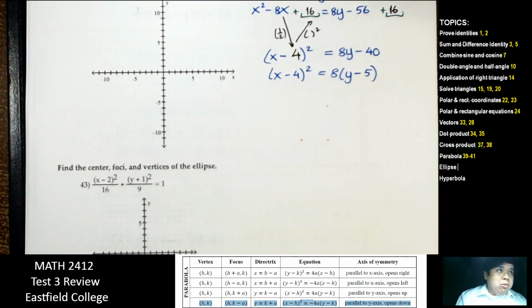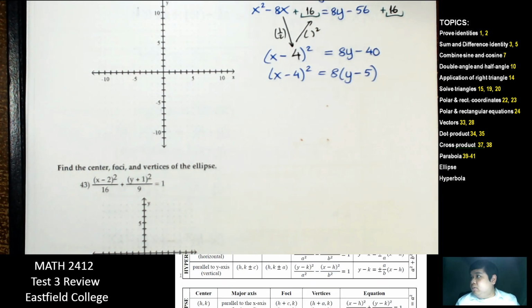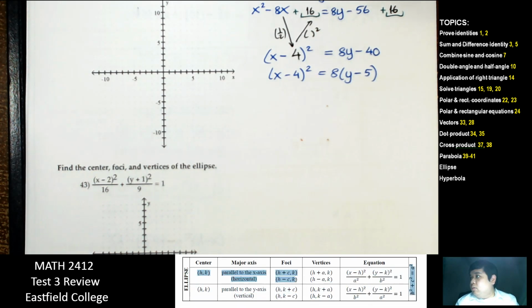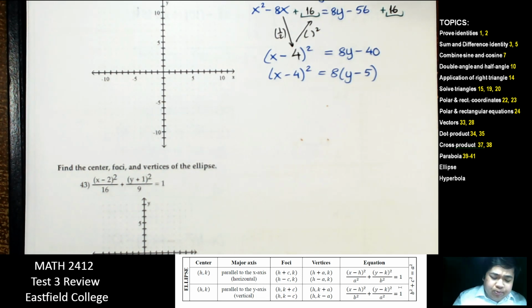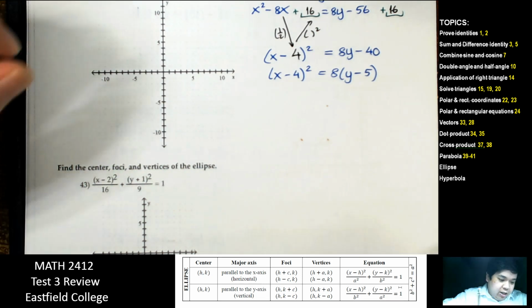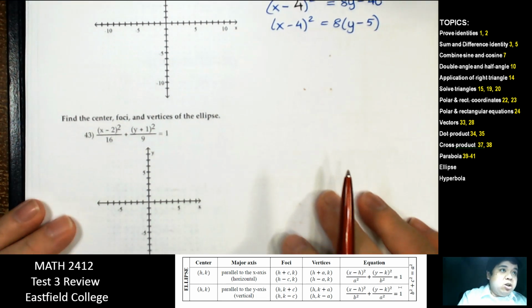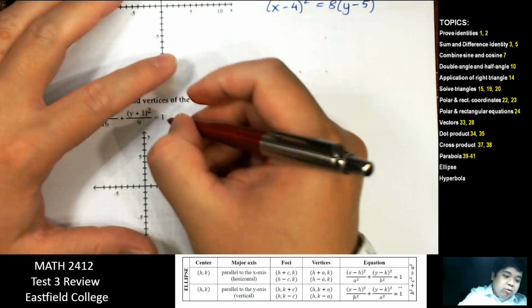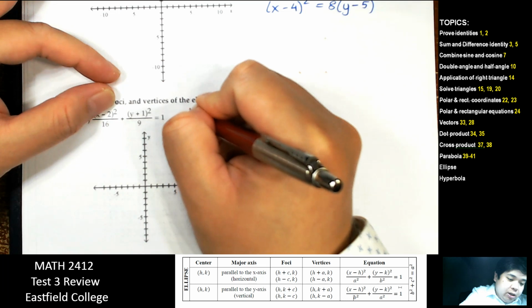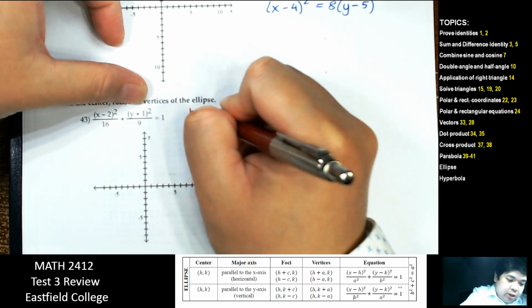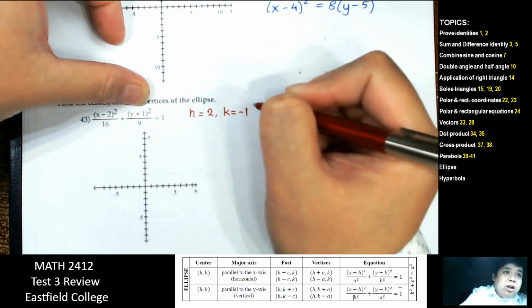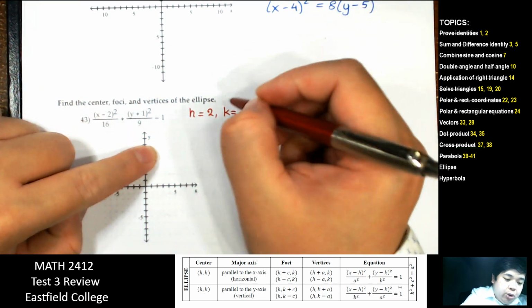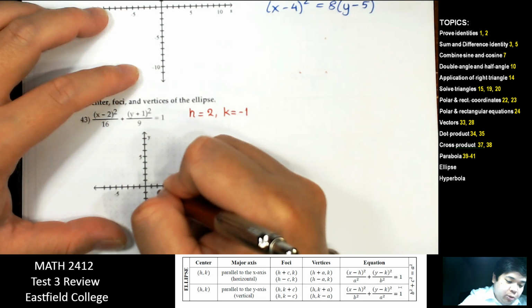Right. Next we have ellipse. Of course, the formula is there. So for ellipse, things are different. First, for this equation, we have the equation already. We know that x minus 2 and y plus 1. From here we have h equal to 2 and k equal to -1. So the center will be at 2 and -1.